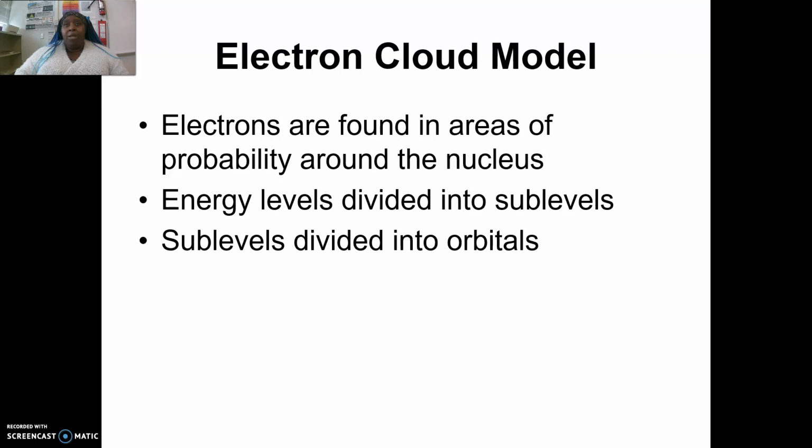Now, the electron cloud model is kind of hypothetical, right? Because we use a lot of probability. So basically what we're saying is that electrons are going to be found in areas of probability around the nucleus, meaning that it's more likely to be in one spot and not the other at a certain period in time. And the energy levels are going to be divided into different sublevels, and then the sublevels are going to be divided into orbitals. This will make a lot more sense once we go through all of the notations. So we're going to go through the orbital diagram notation where we'll actually draw out all of these energy levels and the sublevels and how the electrons go into those different sublevels.